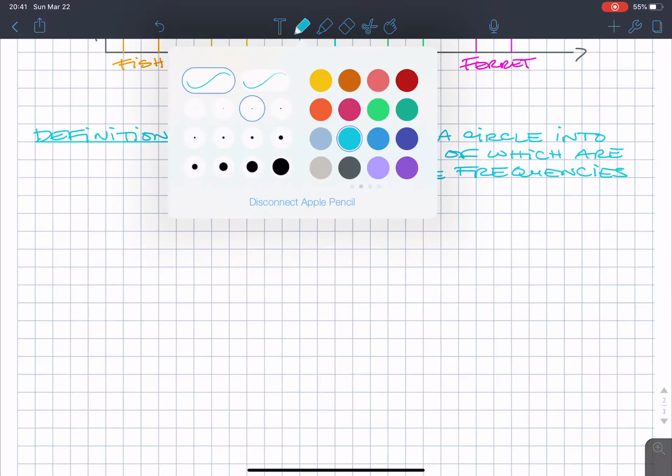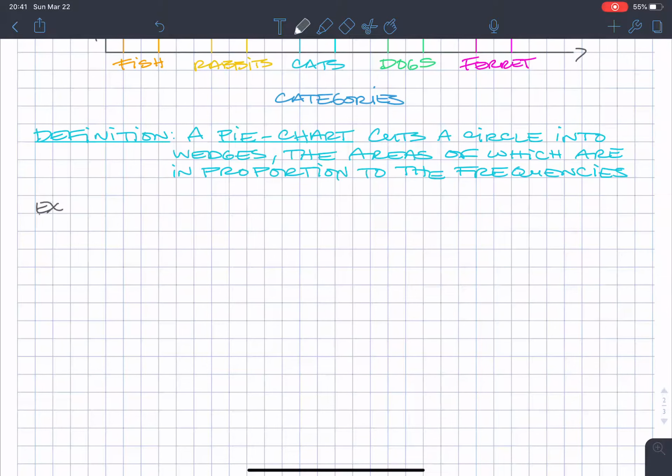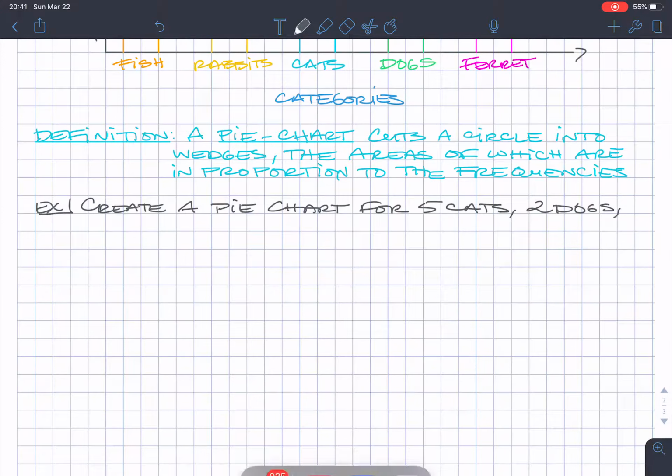Okay, so what do we mean by this? Let's see an example. Example, create a pie chart for, let's do 5 cats, 2 dogs, 13 fish, 7 rabbits, and 1 ferret.